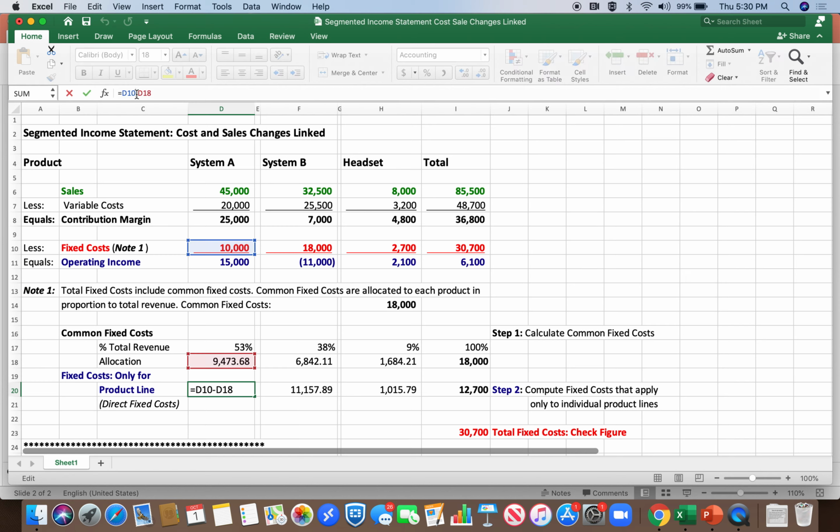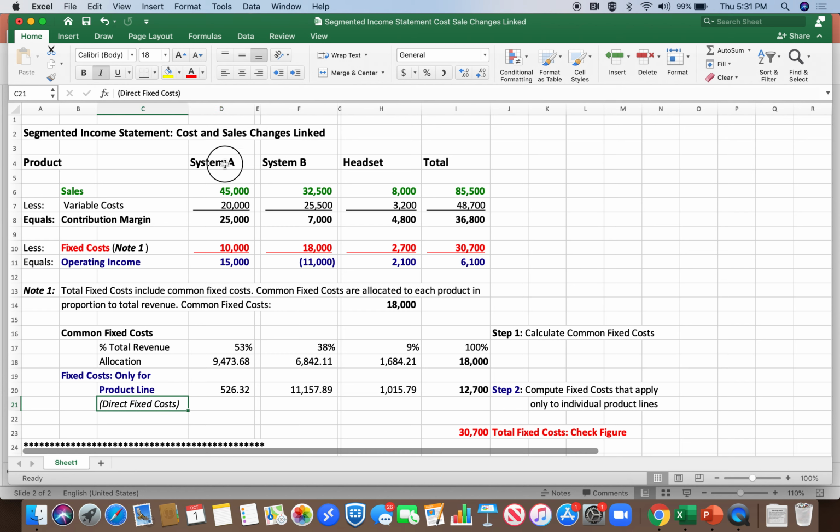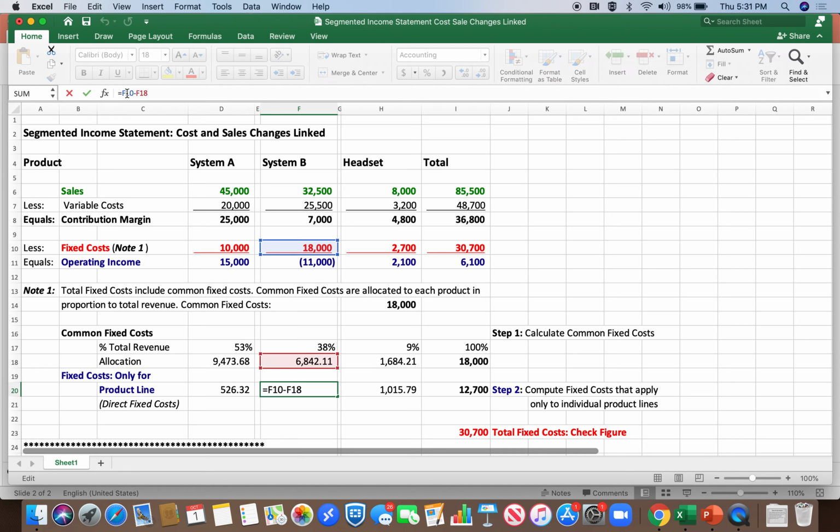Well, if you take fixed costs in total for System A and you subtract out what was allocated, what we find out is that only $526 was a direct fixed cost that System A incurred directly. The vast majority of what they incurred was the allocation. If we look over here, System B, $18,000 total in fixed costs, a much smaller percentage in red, about $6,800 was common costs. So System B had a lot more money in direct fixed costs than System A did.